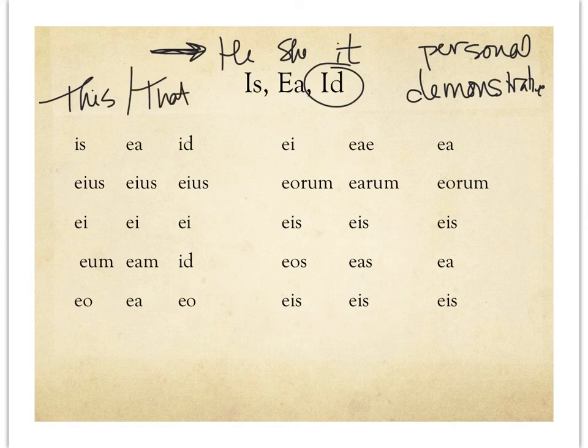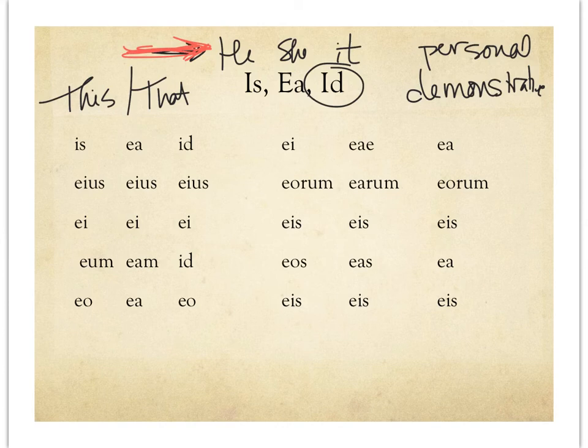So it's more of an undifferentiated, when you just want to kind of point something out in particular, but you're not really talking so much about whether it's close to you or far away from you. You're just trying to set something apart and make it clear that you're talking about a particular thing, this thing, that thing. You might use is, ea, id as an adjective in that situation. But most often, we're going to see it in this context as meaning he, she, it.